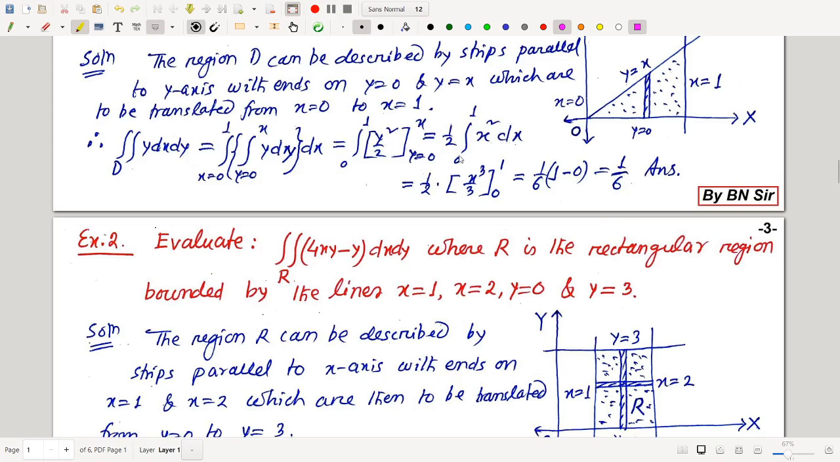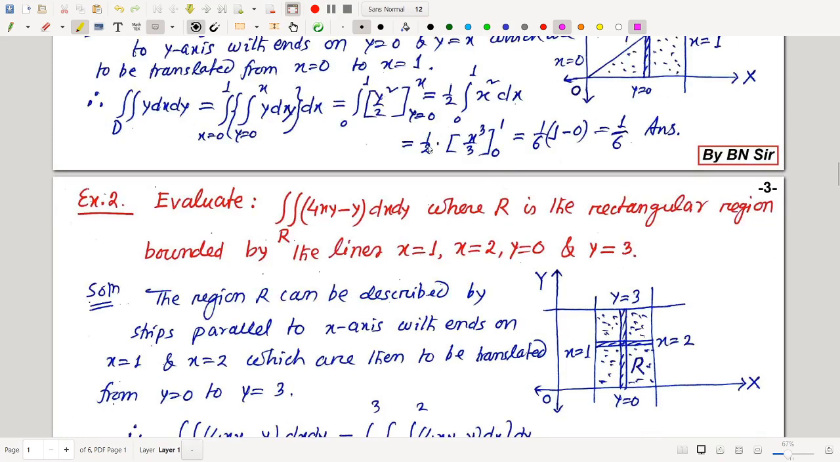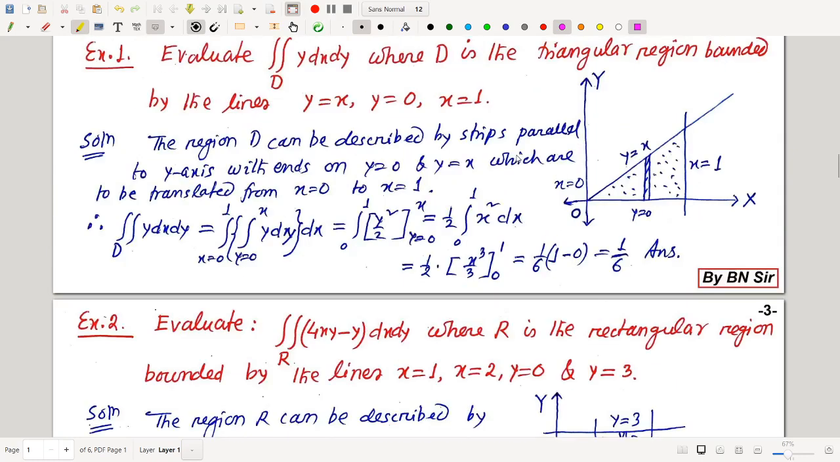So integration 0 to 1 x square dx, half is outside. Now x square integration is x cube by 3, all of you know, so it is 1 by 3 will be coming. So here 3 and 2 multiplied, 1 by 6, and x cube minus x cube, upper limit 1, lower limit 0, so 1 minus 0. So finally we get 1 by 6. This is the answer.